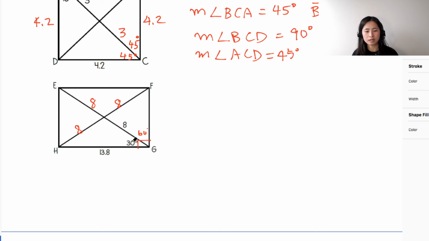So 90 minus 30, this has to be 60. And again, the Z pattern applies. So if you're looking at this, this is a Z pattern. So if this is 30, therefore this has to be 30 as well. And if this is 60, another Z pattern over here. This is 60, therefore this has to be 60 as well. Okay, so once you know that, let's look at this. If this is 13.8, therefore this has to be 13.8 as well.